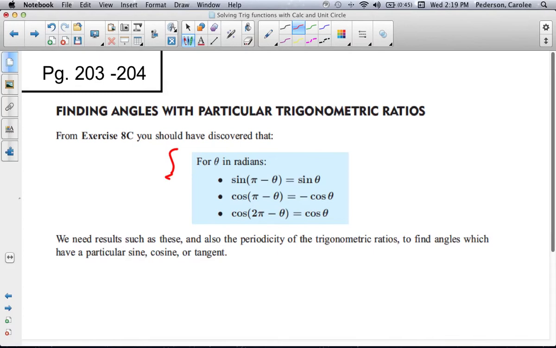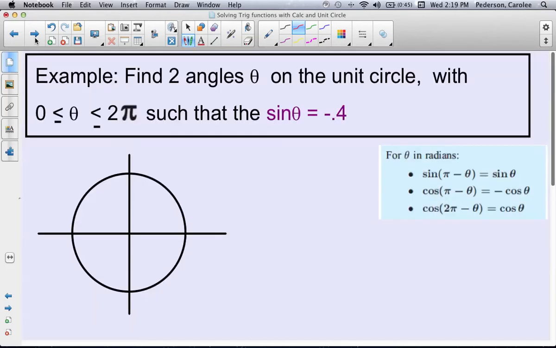Feel free to read some information on page 203 in regards to finding angle measures. Let's jump into our first example. We want to find two angles for theta on the unit circle from 0 to 2 pi, so that first revolution, such that the sine of the angle is negative 0.4. So what we're trying to find out is what is one of the angles and what's the other angle.